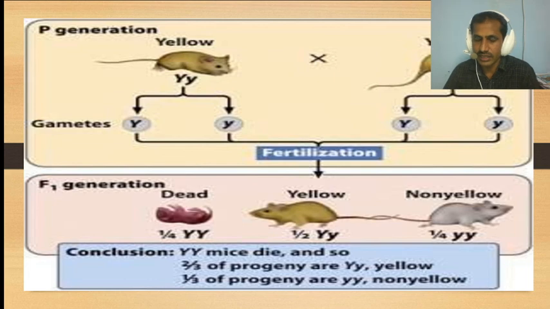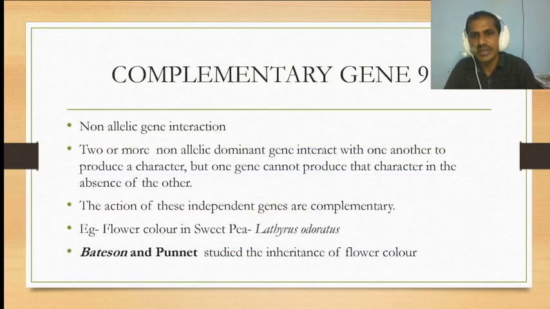So there are different types of lethal allele: dominant lethal allele, recessive lethal allele, sex-linked lethal allele, and balanced lethal allele. So the next topic we are going to move into is complementary factor, or complementary gene, or the 9:7 ratio. So this is a non-allelic gene interaction. Non-allelic gene interaction is also called complementary factor.